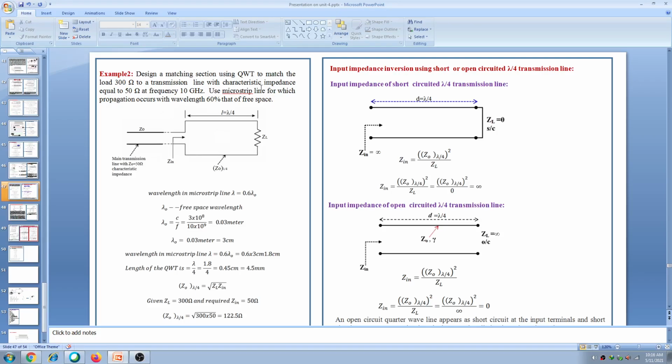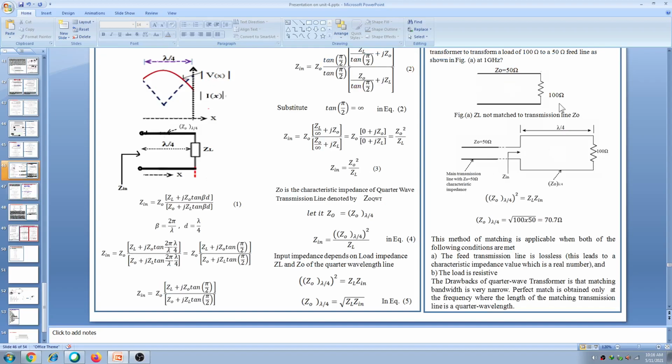The problem is that we have to design a quarter wave transformer. It should match the load 300 ohm to a transmission line, the main feed line, whose characteristic impedance is 50 ohm, at a frequency of 10 gigahertz. So in this problem, instead of 100 ohm, it is 300 ohm given, and a 50 ohm transmission line, the main line.